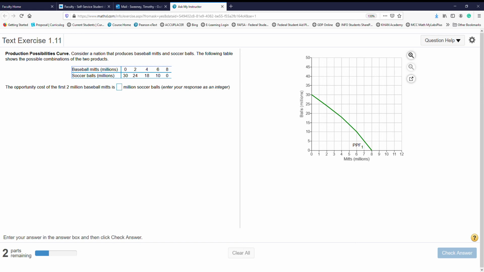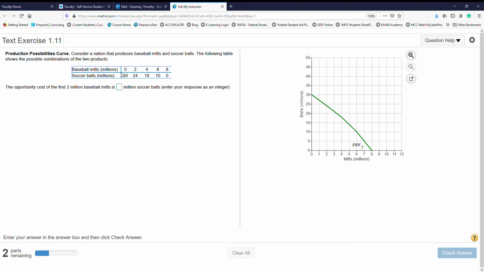Okay, this is the production possibilities curve, and it's hypothetical, right? Because it says a nation that produces baseball mitts and soccer balls. That's the only thing they produce, and of course that's silly. But just for demonstration purposes, it makes it easier to have two different goods. Okay. So the following table shows the possible combinations of two products.